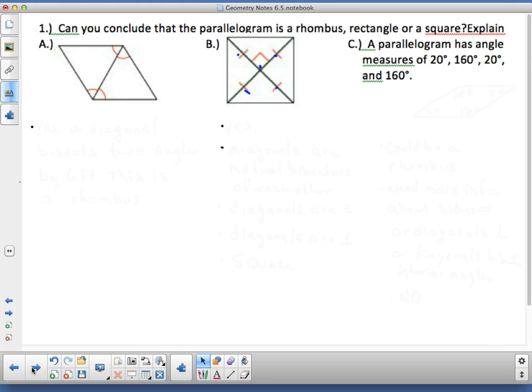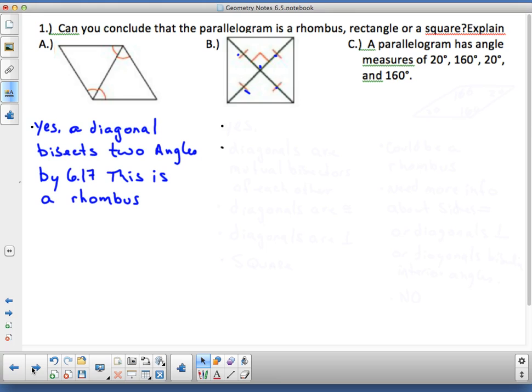Read 6.17 above. Yeah, it should be a rhombus, based on just that theorem. Should be a rhombus. That's all it is.